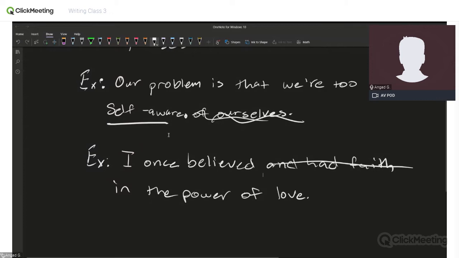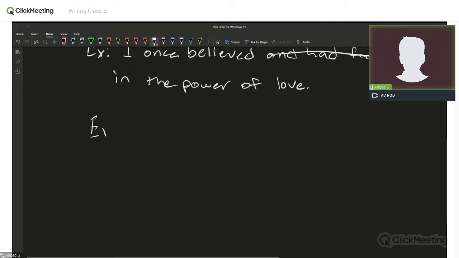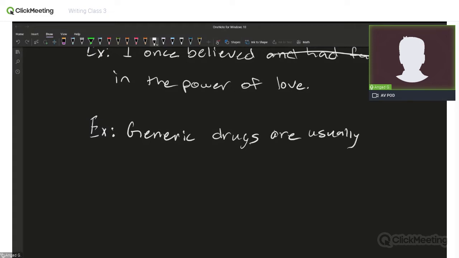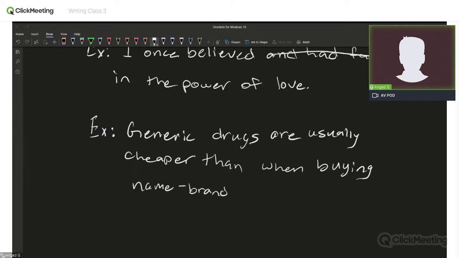All right, so I'm gonna give you guys one to answer. So, generic drugs are usually cheaper than when buying name brand ones. All right. So can you guys tell me if there's any redundancies in this sentence? And if so, what are they? Good job, Layla.